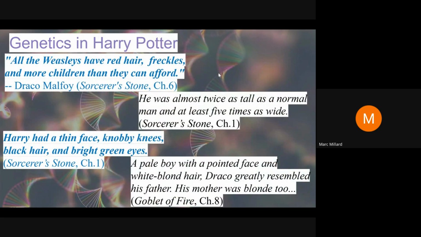So here are some examples of descriptions of phenotypes. This is from the popular series Harry Potter. You can see that in these examples, people are describing themselves or describing other people they know based on physical features, like all of the Weasleys having red hair and freckles. Or I believe this is about Hagrid being a large, huge human being. Or what it is that Harry Potter looks like, or what Draco Malfoy looks like.